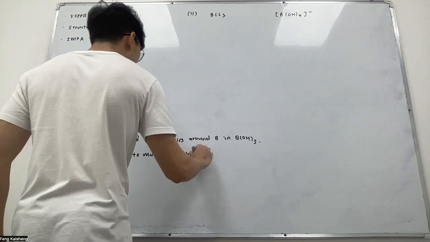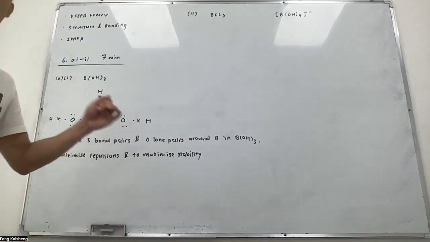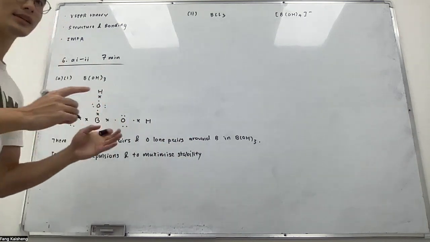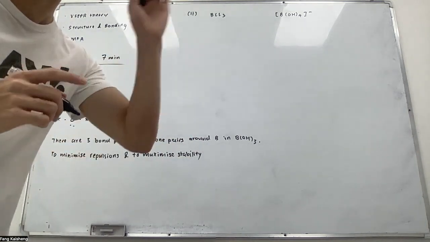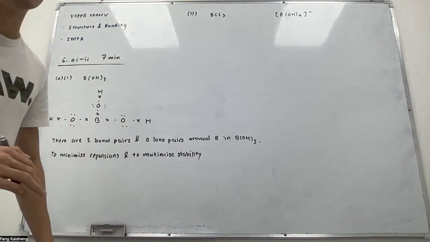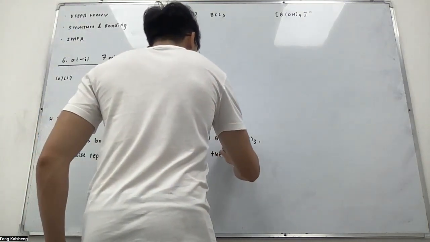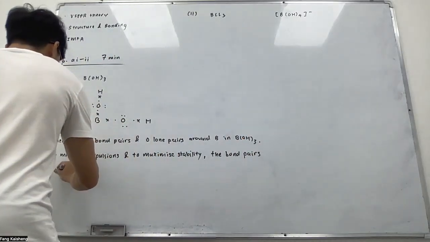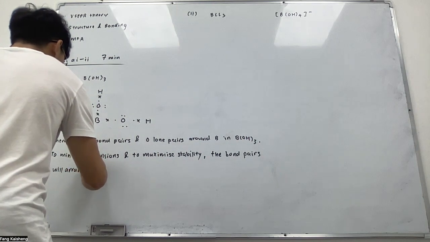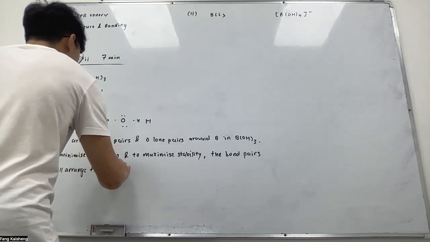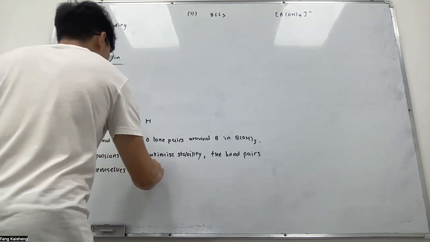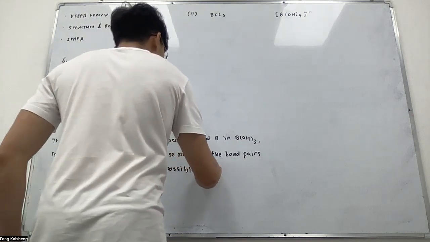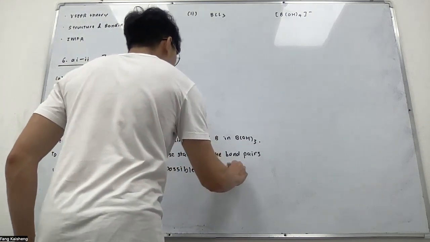And see that? Less repulsions, more stability. That's what all molecules are trying to aim towards. And in order to do so, once again, electrons are intelligent species. They know what to do in order to achieve this goal. The bond pairs will arrange themselves as far apart as possible around boron. So don't use the word central atom. Use the actual central atom here, which is boron.